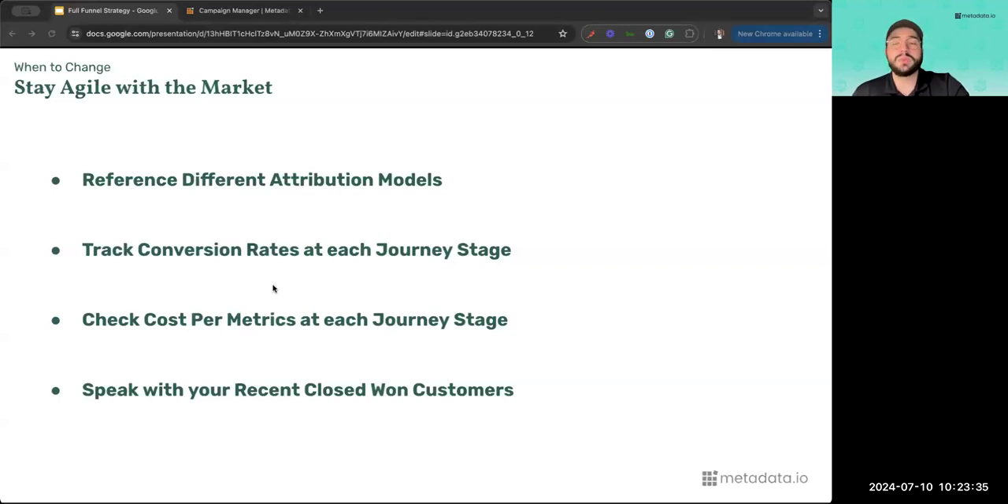Oftentimes when we speak with customers, we speak to the best ones, or the ones that would be our ideal ICP for future marketing materials. But talking to recent closed won customers provides great insight because of the recency effect.